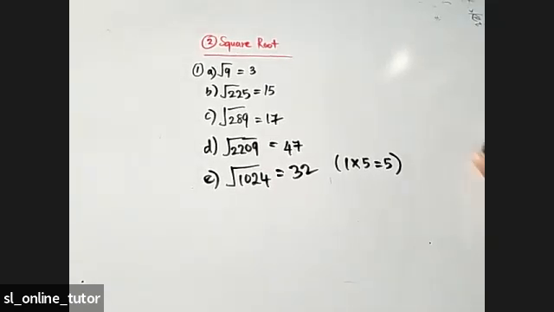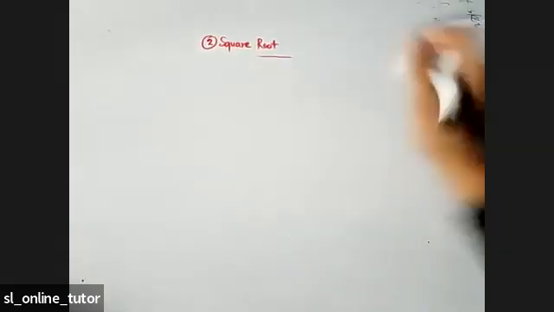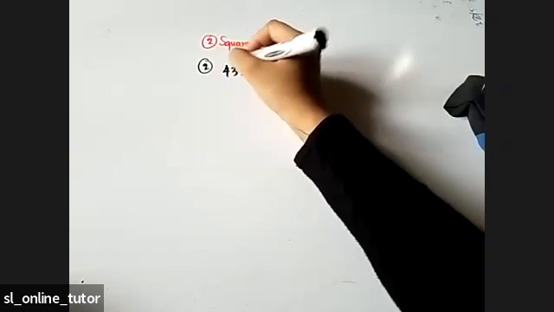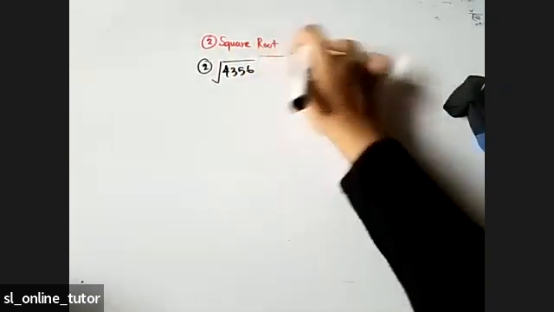Okay, now we'll go to the second question. Shall I erase the board? Okay. Question number 2, it says square root of 4356. Shall we do it in the prime number method?